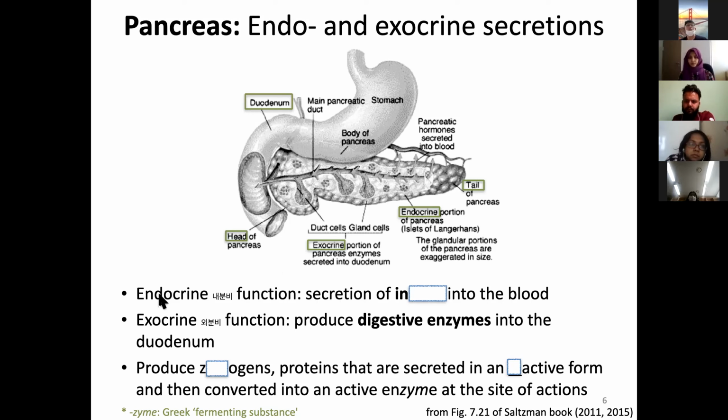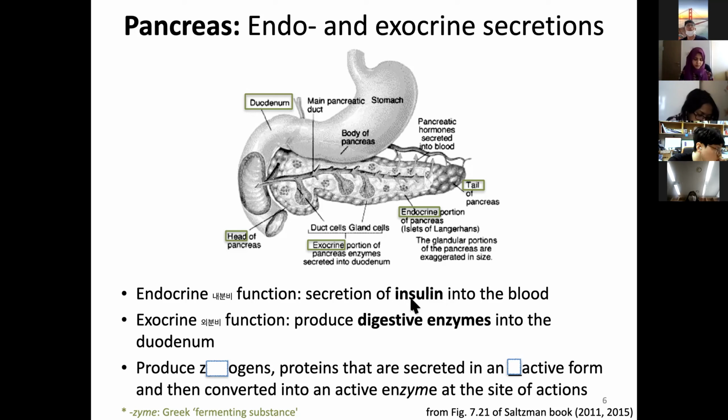Pradeep, can you guess what the pancreas secretes into your blood? Can you guess? We already discussed this before in recombinant DNA technology.